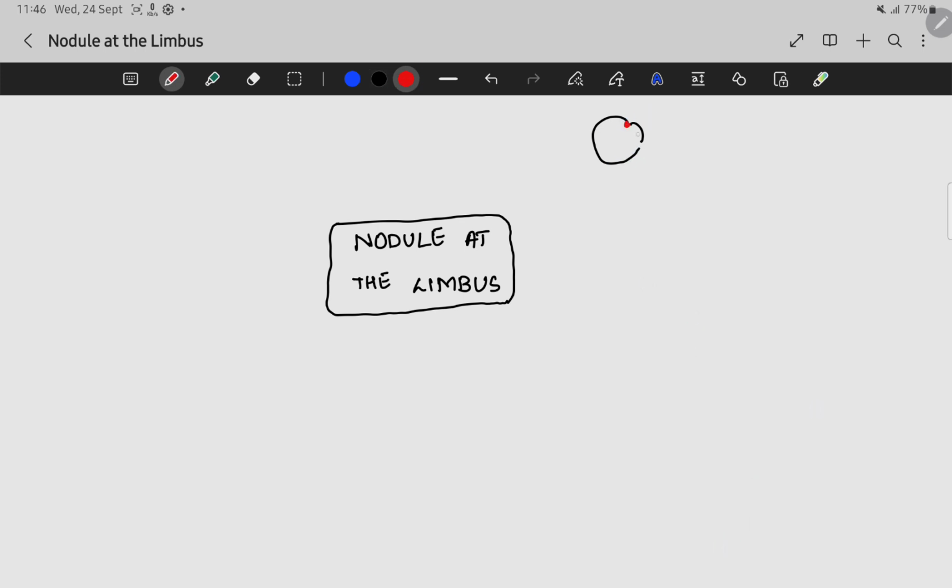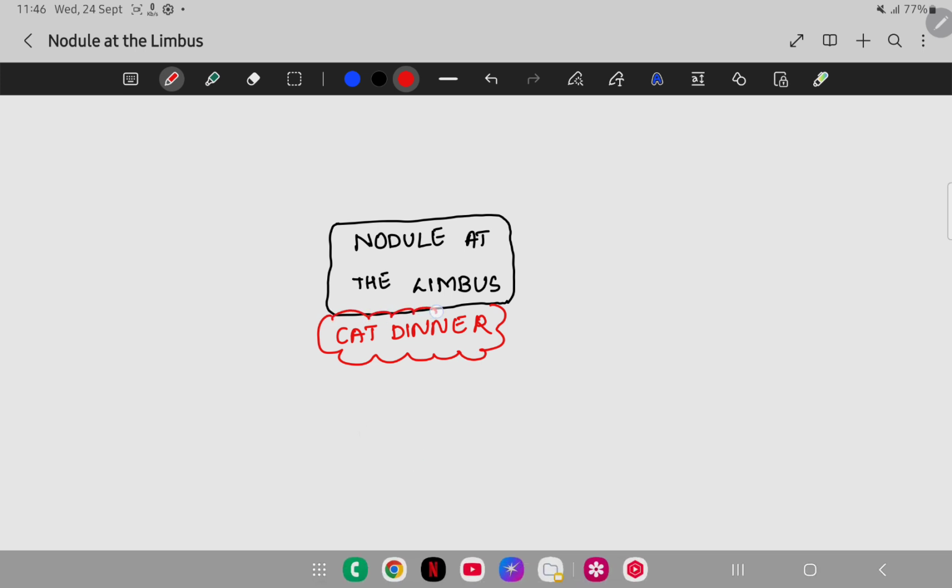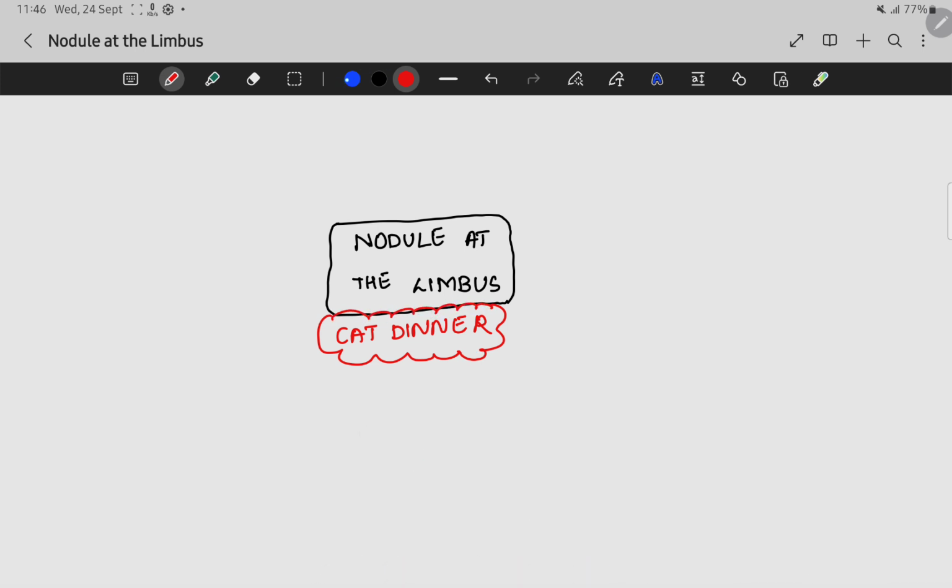So what are the differential diagnosis or the causes of a limbal nodule? So we can remember it as a mnemonic, that is CAT DINNER. So remember this mnemonic and we'll know what each of it means.